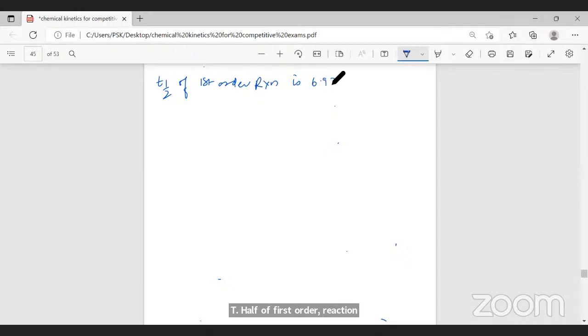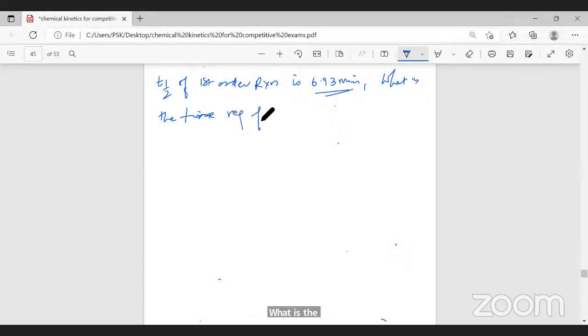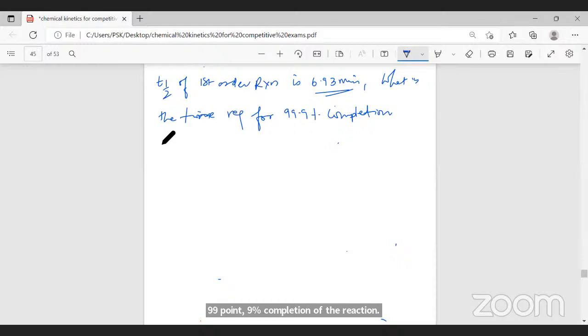The next problem. T half of a first order reaction is 6.93 minutes. The half-life period of a first order reaction is 6.93 minutes. What is the time required for 99.9% completion of the reaction?